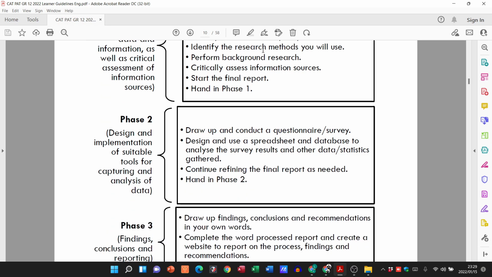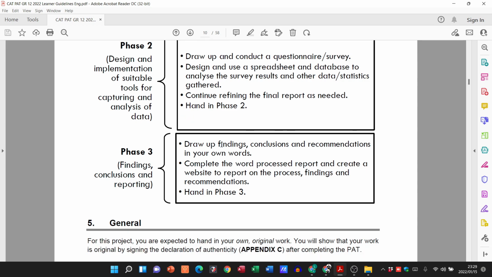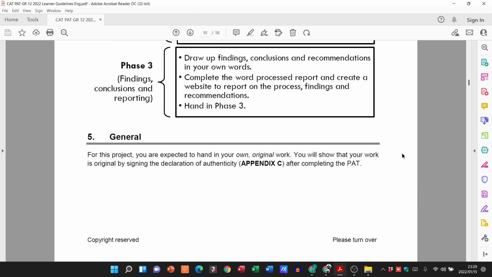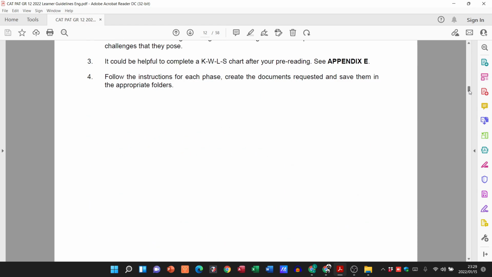Phase 2, once you're now done with that, you're going to draw up your questionnaire. You're going to pull up your spreadsheet and put the results of the questionnaire into that spreadsheet. And then you can see in phase 3, we're doing the findings, conclusions, recommendations. You're going to complete the report. You're going to create a website. Your database will have been done in phase 2 already. Okay, so I think that's the basic structure of that.